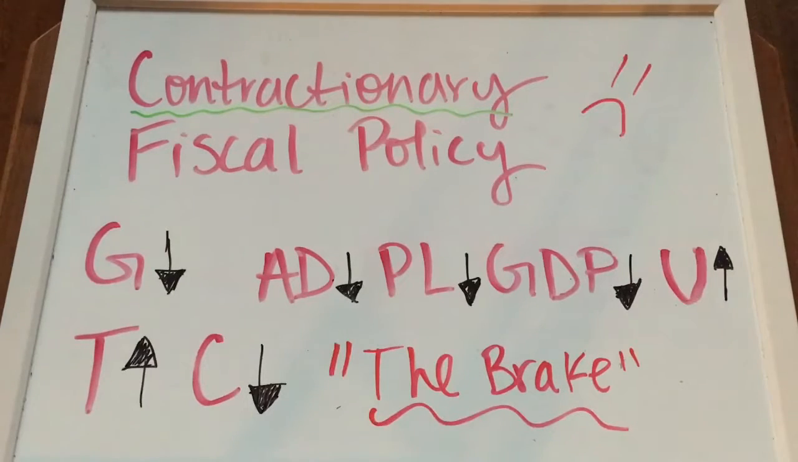Okay, so moving on to contractionary fiscal policy. Contractionary fiscal policy is another type of fiscal policy. It involves laws that reduce inflation and decrease GDP.